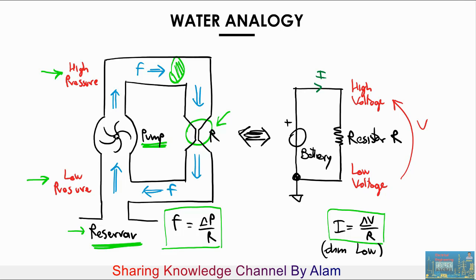Not all electronic circuits can be explained using the water analogy. For now, this water analogy is very useful to understand in an intuitive way the relationship between voltage, battery, current, and resistance.